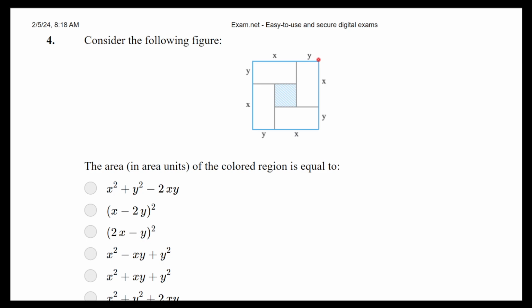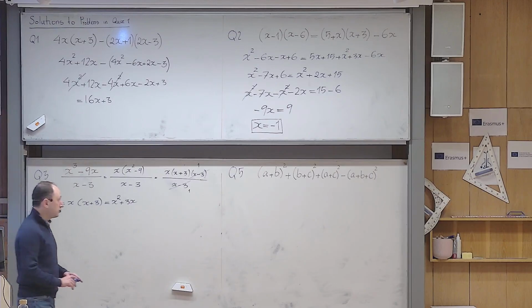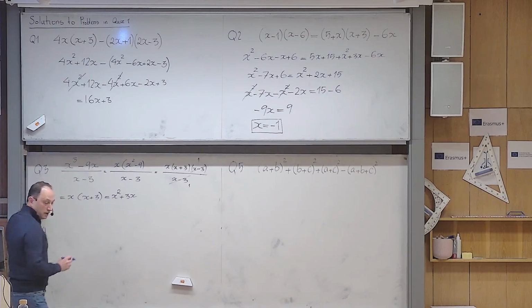But what is the area of each one of those rectangles? These rectangles have length x, width y, all of them. So the area of each one of them is xy. But how many of them are there? 4. I take that off. So this question, if I want to solve it, I will solve it in that way.